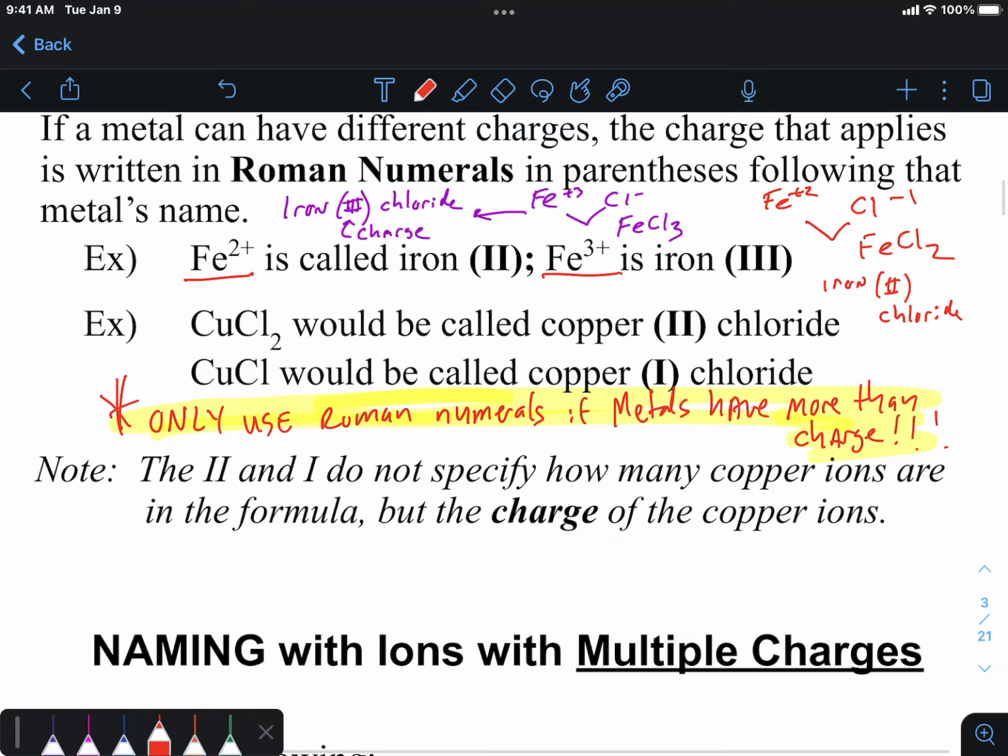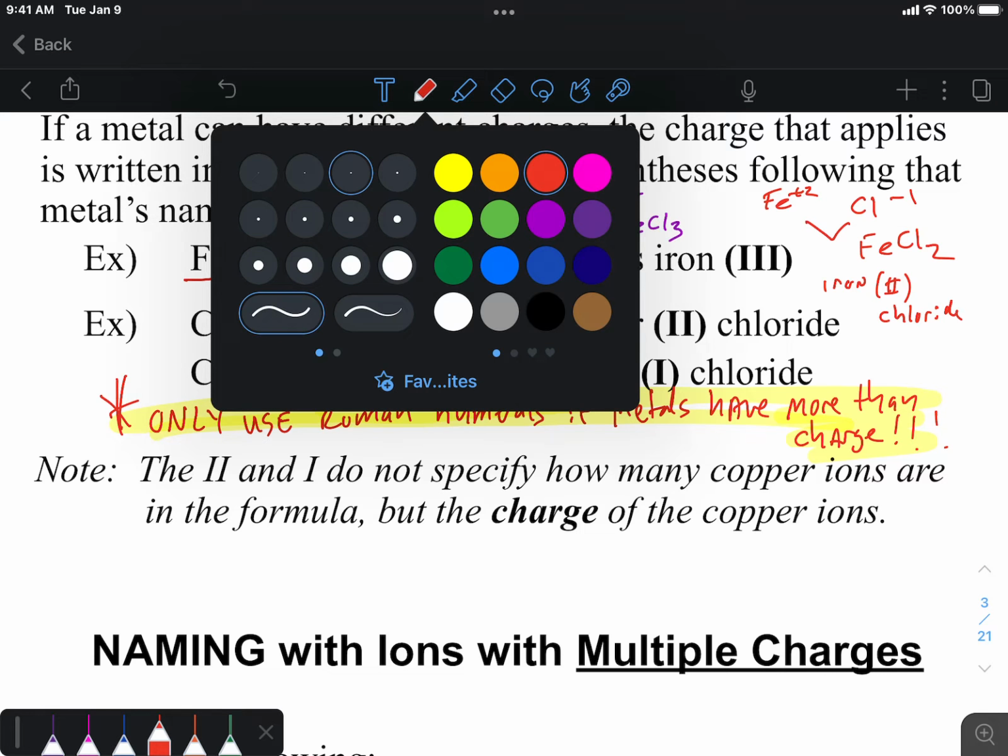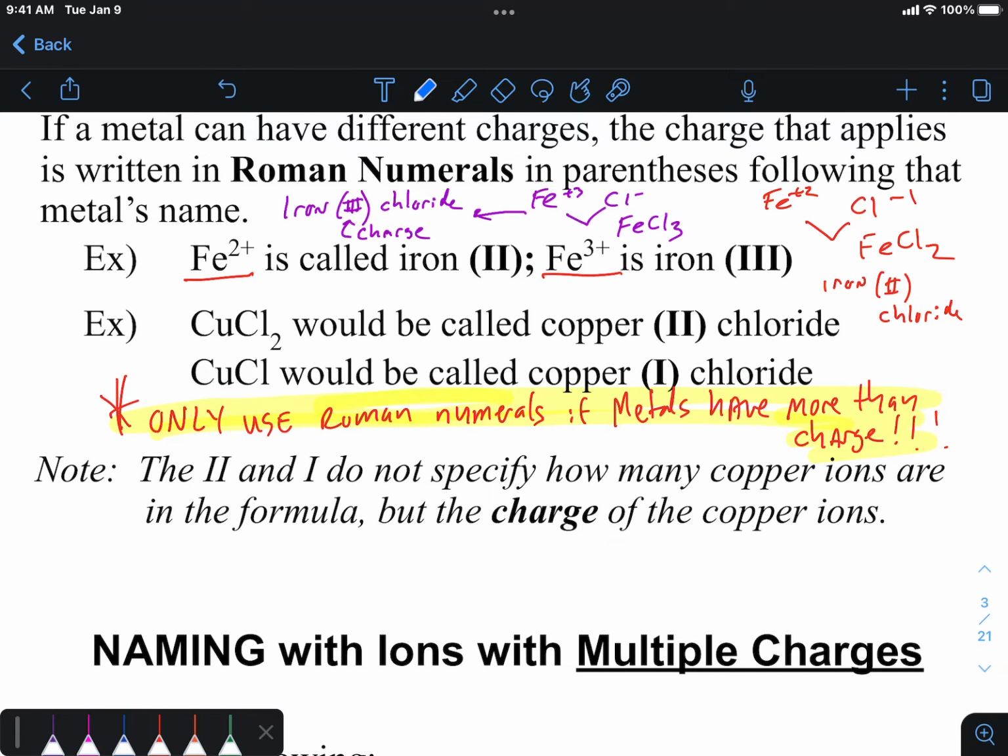Okay, so here's an example. What if we have a compound between calcium and chlorine? So calcium, chlorine, I look up the charge. The charge on calcium is what? It's an earth metal, so it's +2, okay. Chlorine, we just showed you, was -1. So the compound between these two would be this, CaCl2.